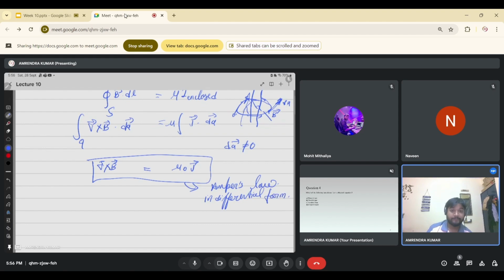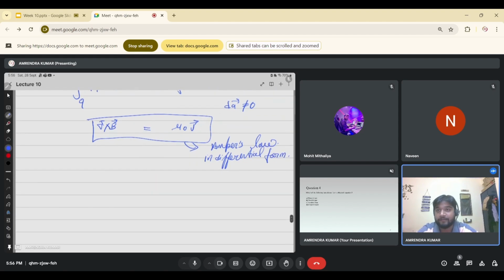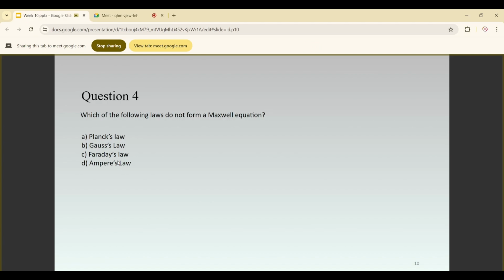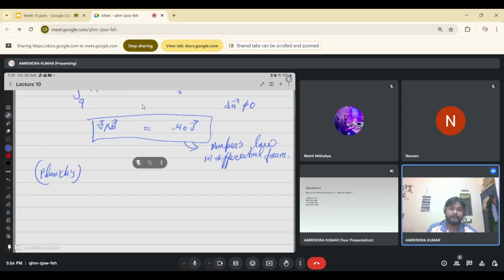Now what we have left is the first option, which is Planck's law. So Planck's law is not this. Planck's law is for electromagnetic radiation that is being emitted by a cavity. So that is something different.